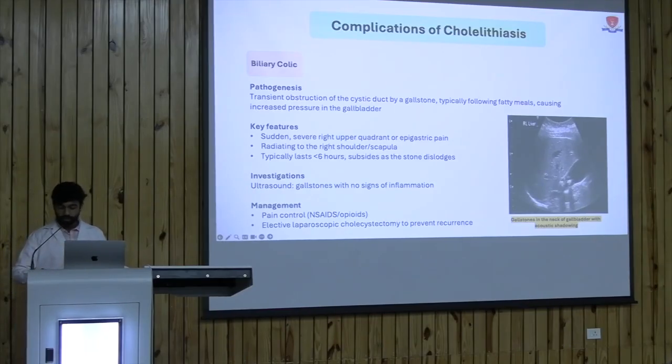A biliary colic results from transient obstruction of the cystic duct, typically after a fatty meal, which causes contraction against the blockage and leading to pain. Patients typically present with sudden severe right upper quadrant pain or epigastric pain, which may radiate to the right shoulder or scapula. The pain usually resolves within a few hours as the stone dislodges.